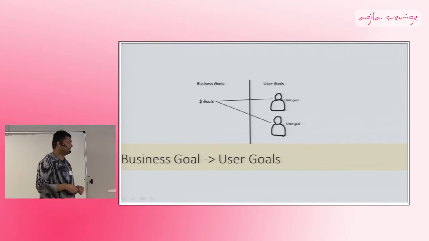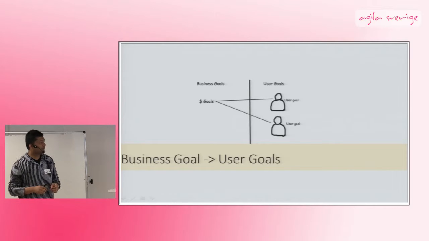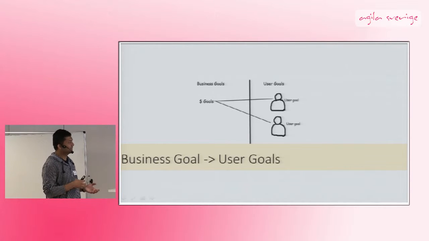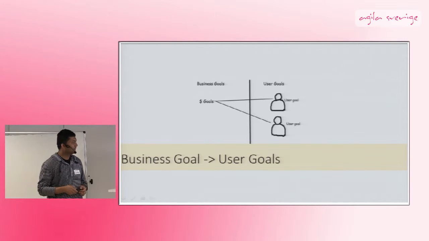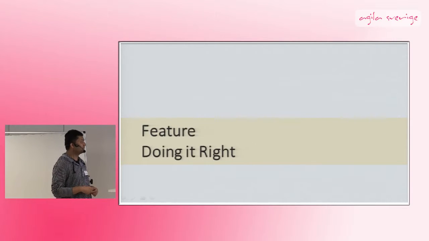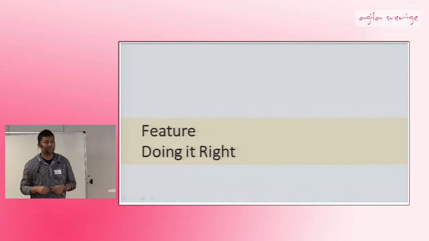And then another important thing is when you have a business goal, maybe you get it from management or from your product owner, but as a team, you would like to understand or translate those goals into user goals. So then it becomes much easier to decide the right feature, and at the same time to decide on the right solution once you know the goal. And then once you have chosen the feature, it's also about doing it right. And that's probably a bit harder than just choosing a feature.